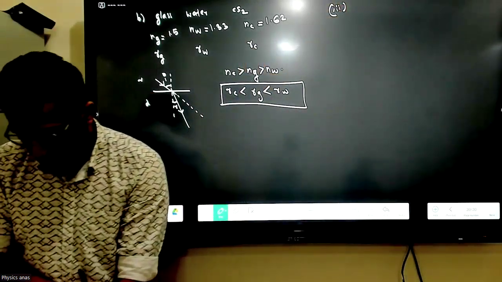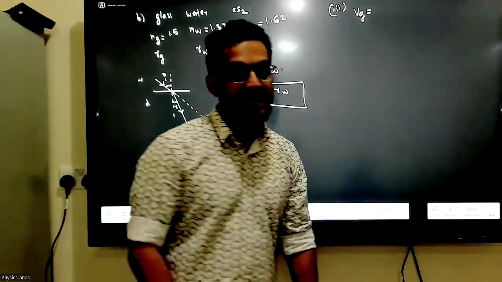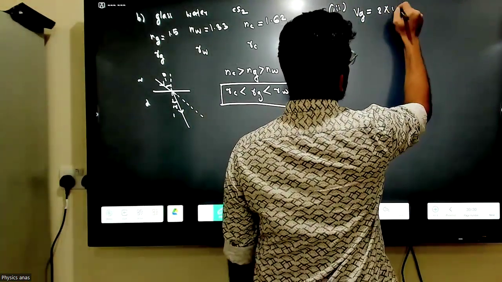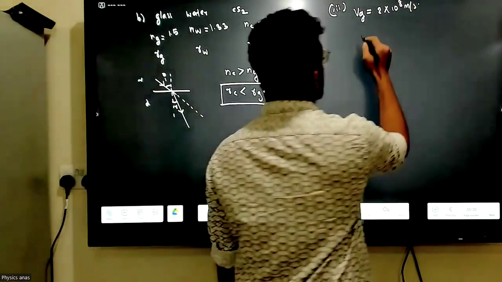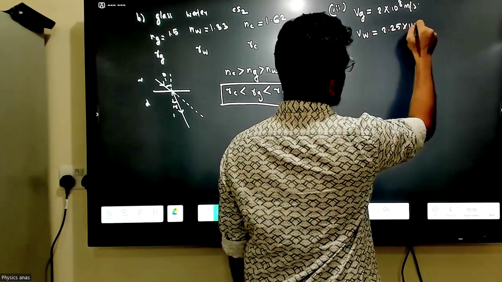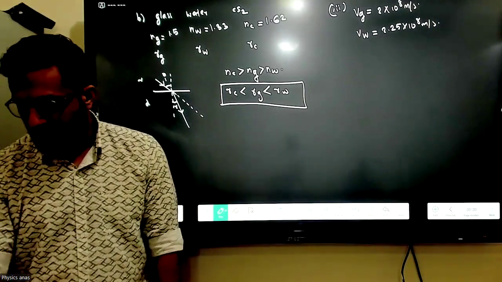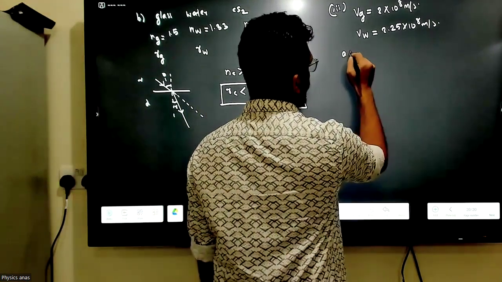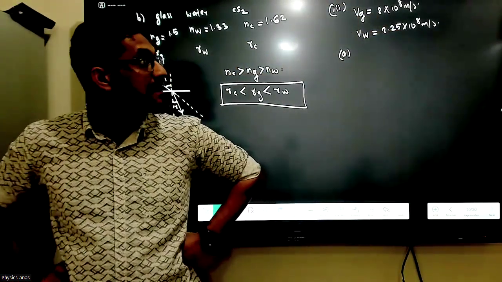What is the speed of light in glass? I can take it as Vg, 2 into 10 raised to 8 meter per second. Then in water, I'm taking it as Vw, 2.25 into 10 raised to 8 meter per second. Which one of the two is optically denser and why?